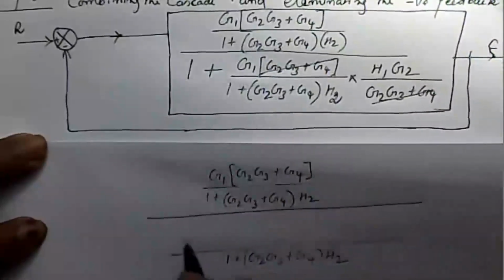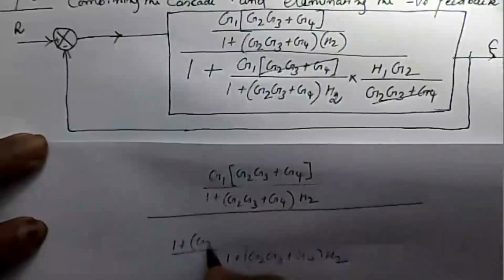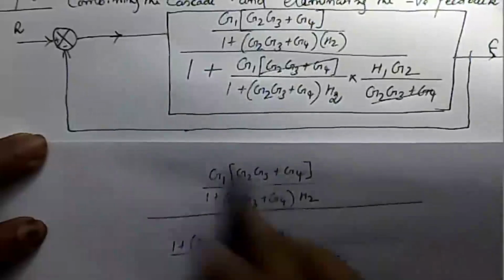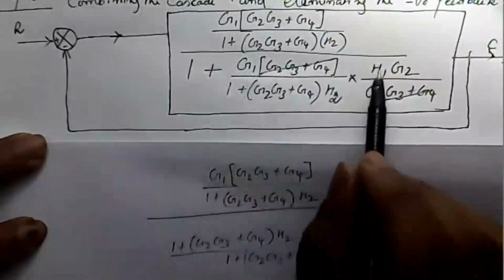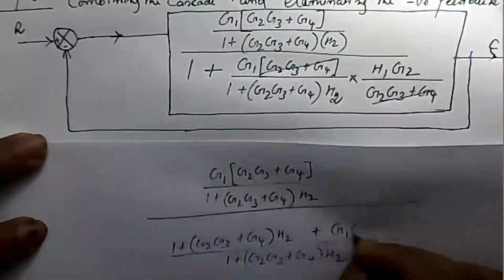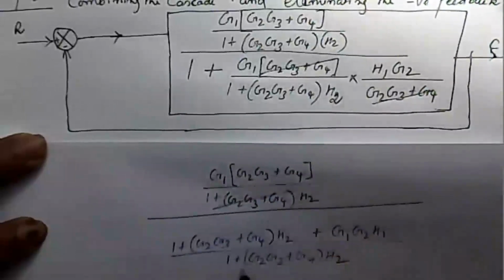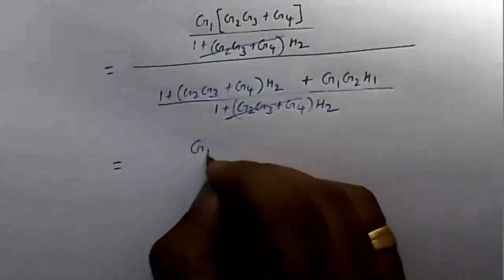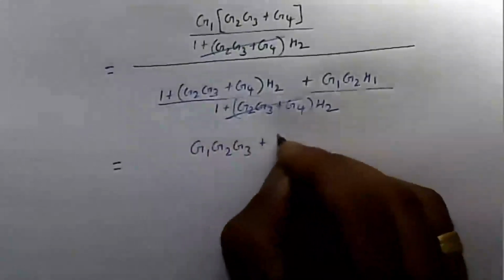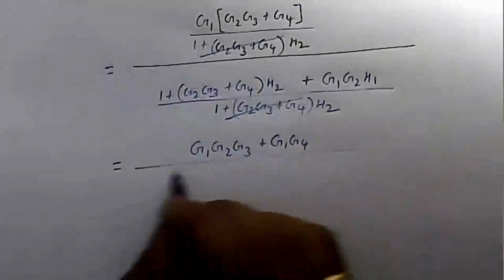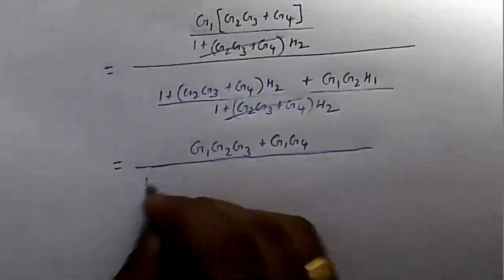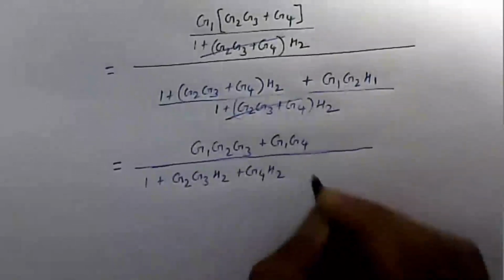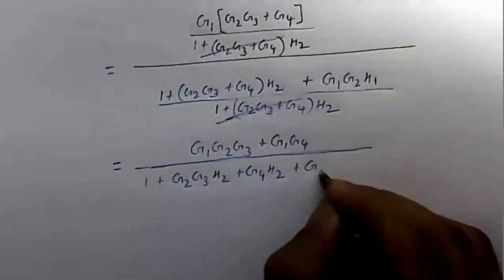Here 1 into this term, so 1 plus the same G2 (G3 plus G4) into H2, plus the second term. The second term is G1 into H1 G2, that is G1 G2 H1. Now these two denominator terms are cancelled. Therefore, this equation becomes G1 multiplied inside, G1 G2 G3 plus G1 G4 whole divided by 1 plus H2 multiplied inside, G2 G3 H2 plus G4 H2 plus G1 G2 H1.